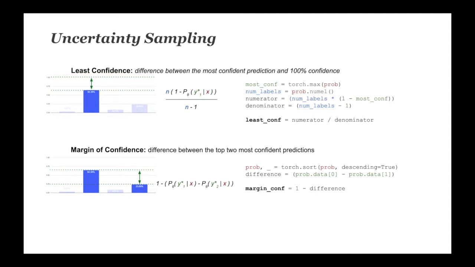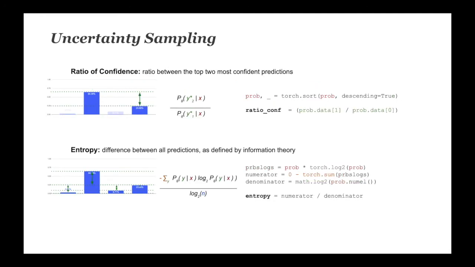So margin of confidence is the difference between the top 2 most confident predictions. So this is also something you might have used in the past. So here, the most confident prediction is 64%. The next most is 23%. So we're looking at the difference between them, and again, normalizing for the maximum possible difference.